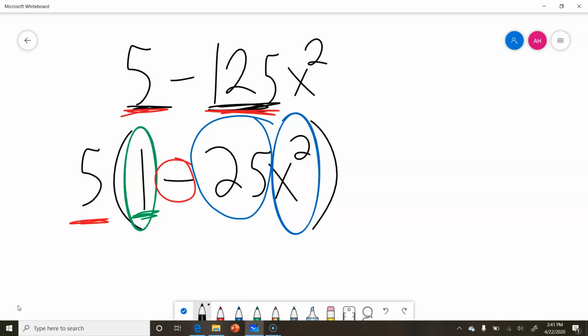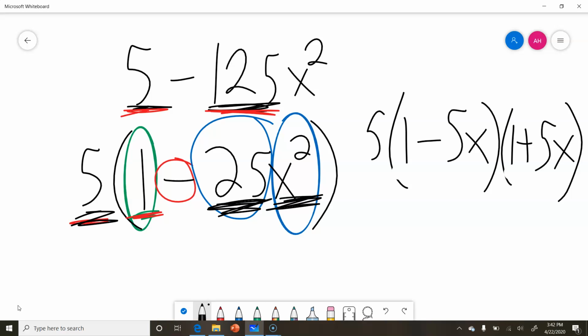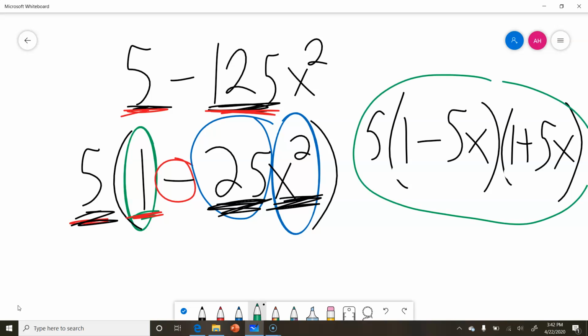So now all I have to do is rewrite this. I keep the 5 right here, and this time I have 1 minus something, and then 1 plus something, just like I did last time. Same exact thing. Except now I say, what's the square root of 25? Well, that's 5. And what's the square root of x squared? It's x. So this whole thing is my complete answer: (1 minus 5x)(1 plus 5x), all of that in parentheses, times the 5 that we pulled out at the beginning. That's not too bad.